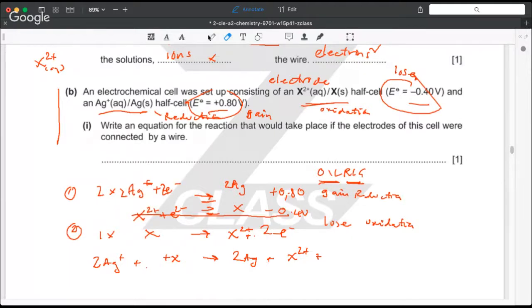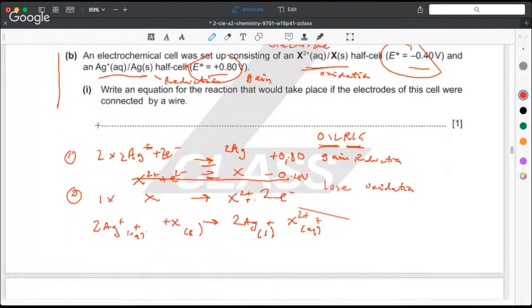And you've got two silver ions. Write the state symbols in. You've got the solid metal there, gives you solid silver and the X2+ ion. So you've got a stoichiometry here, haven't you, of 2 to 1. And for some reason, the examiner was saying a lot of students didn't get the right stoichiometry. Yeah? You just have to make sure that you have the right number of electrons to cancel out when you combine the two half equations.